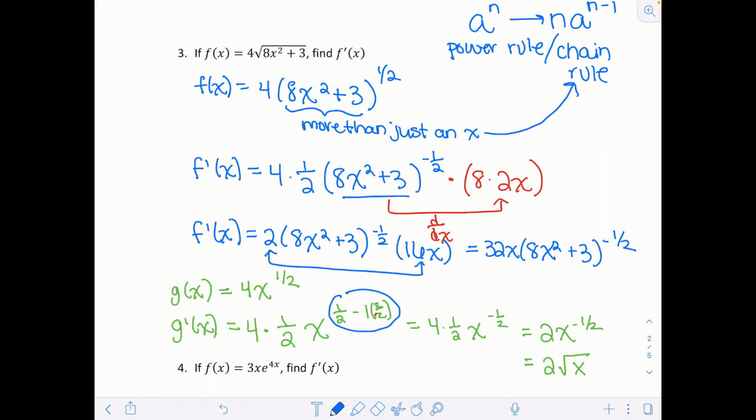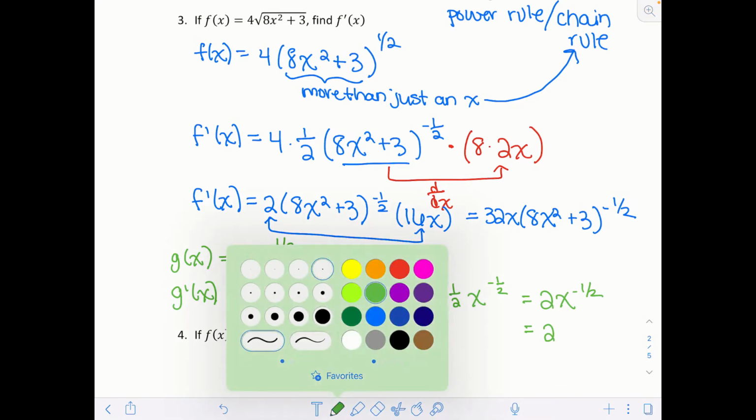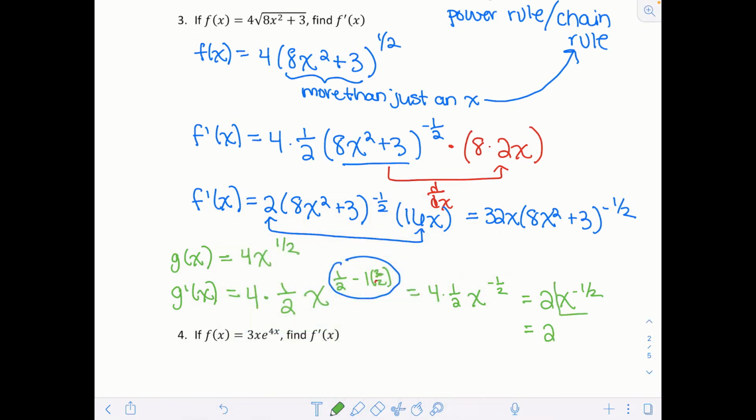And I just realized you might have caught this mistake already, that I was kind of lazy with the part I was working on in green. So kudos to you if you caught that. Sorry if I've confused you. I wrote it as square root of x. That would have been if it was just x to the positive 1/2, but the negative 1/2 means it needs to go in the denominator. So this one should have been 2 over square root of x.